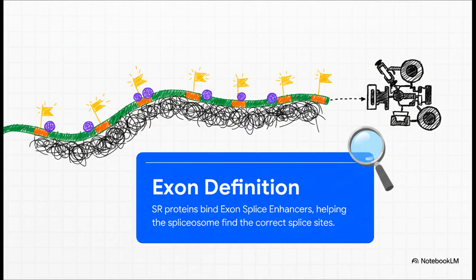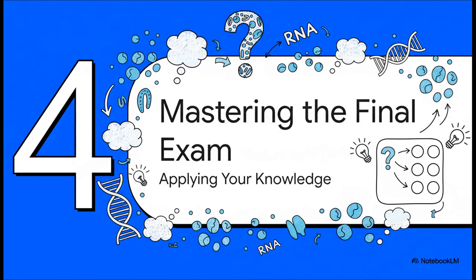Helper proteins bind to the exons themselves, basically putting little flags on them saying, hey, spliceosome, here's the important part. This makes it way easier to find the right spots to cut and paste. It's a beautiful system. Okay, we've got the concepts down.